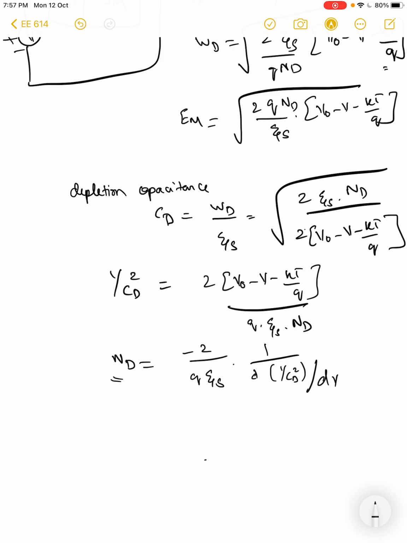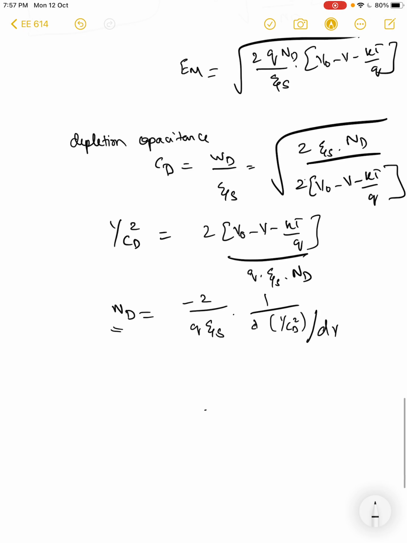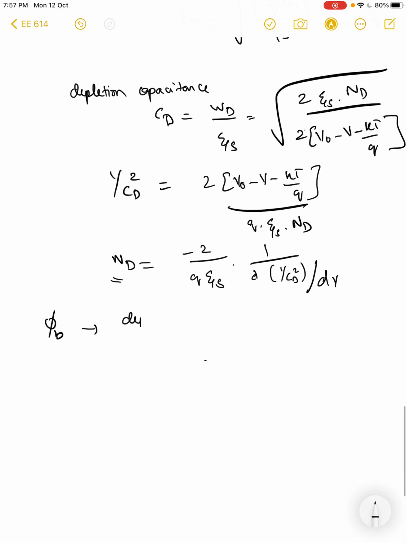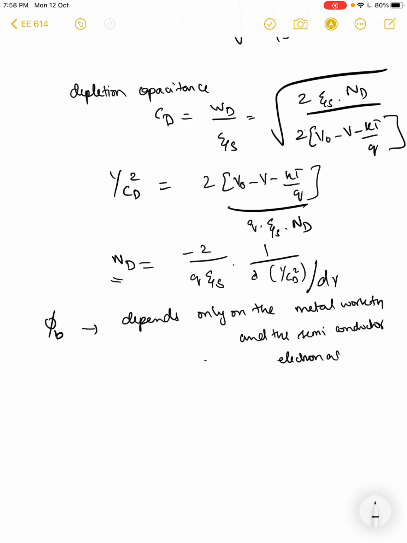So typically this is what is done even in the Schottky diode situation, and this is very similar to what we saw in the PN junction sometime before, right? So let us just summarize: the barrier potential psi b is a material parameter and depends only on the metal work function and the semiconductor affinity, in the first order treatment that we saw till now.